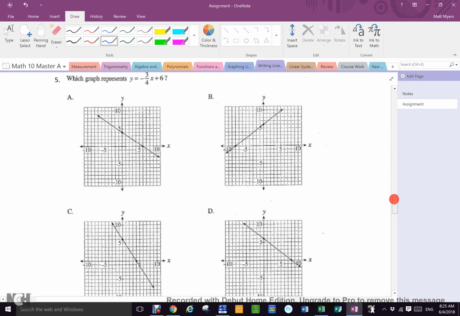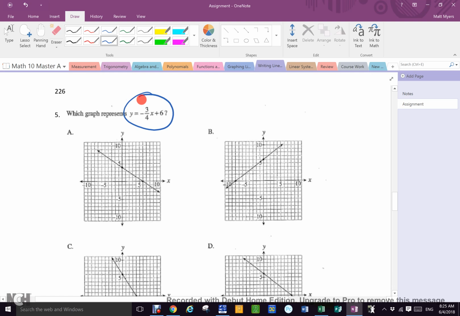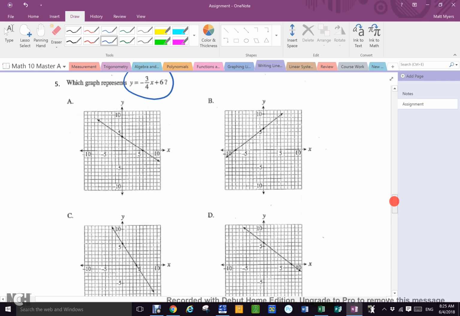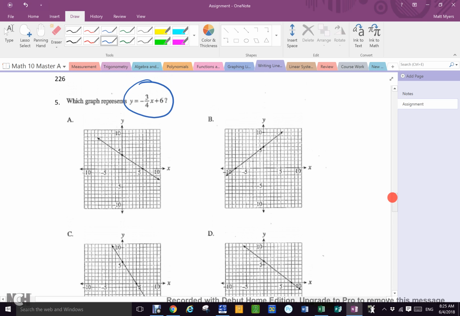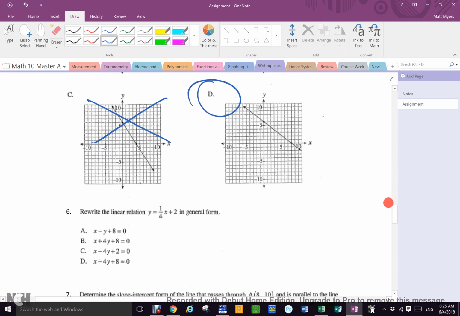Multiple choice. What graph represents that one? What do you know from that form? That form gives you 2 pieces of information. What 2 pieces? The slope and the y-intercept. The y-intercept is what? 6, so it can't be A, it can't be C, and the slope is negative, so it can't be B, so without even thinking, you know it's D. These are all worth 1, obviously.